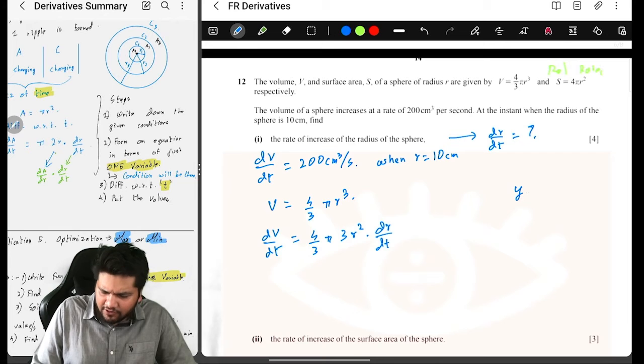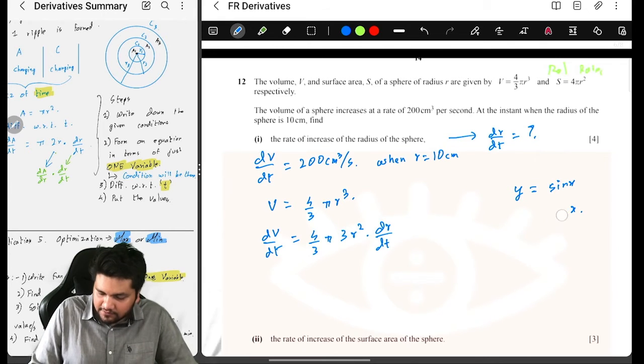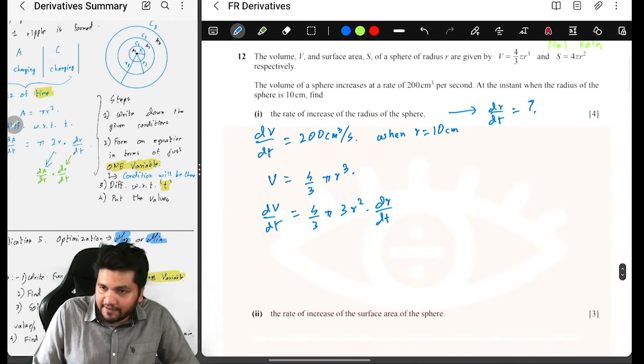See, in general also, if I have y is equal to sin x, and I differentiate with respect to x, we get dy by dx. If I differentiate sin x with respect to x, it's going to be cos x into dx by dx, differentiating x with respect to x. Now this becomes 1, that's why we don't write it, so we directly write cos x. Anyways, but here we are writing dr by dt.